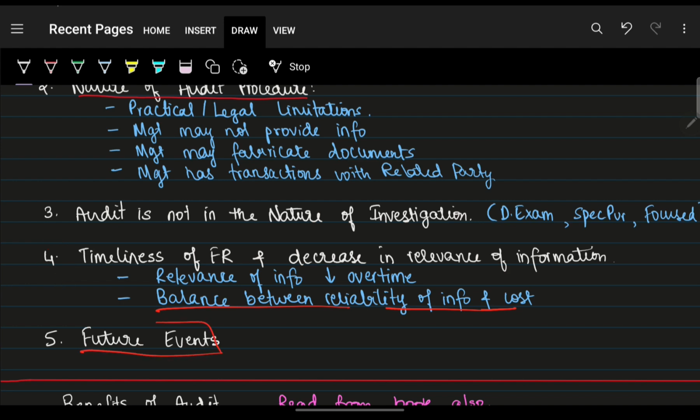Okay, and future events. Here, the auditor is not guaranteeing. We cannot guarantee any future event, whether the company is going to be successful, or whether it is going to keep on succeeding, whether it's going to continue or not. So we cannot comment on any future events, right?